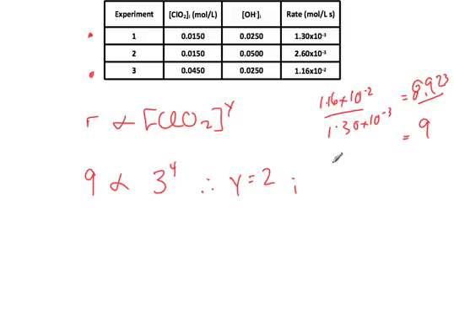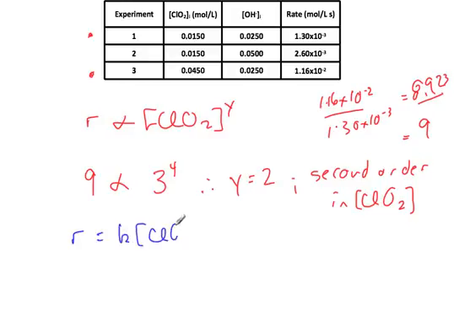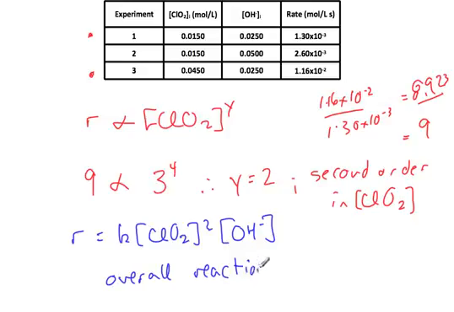And so that is to say that this reaction is second order in ClO2. Now we have all the information you need to write a rate law. Rate equals k, ClO2 raised to the exponent 2, second order, times OH minus to the 1, first order, and the overall reaction order is 3, or third order. And that concludes this video.